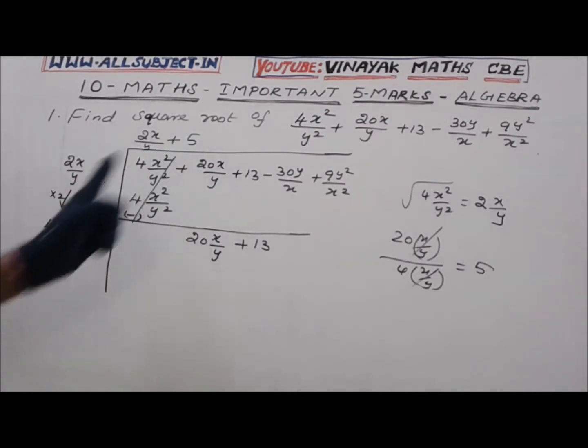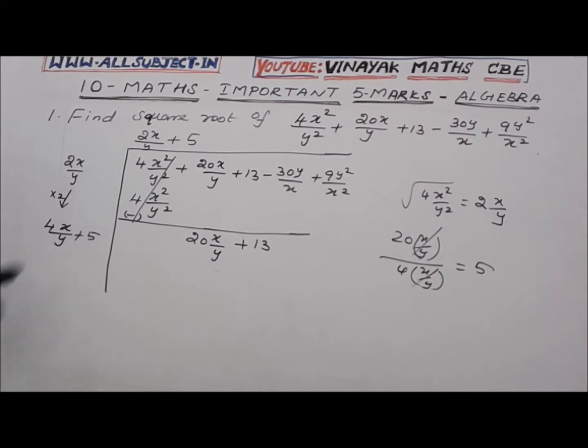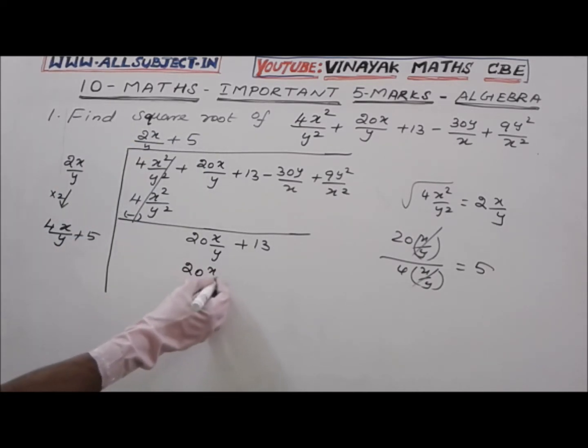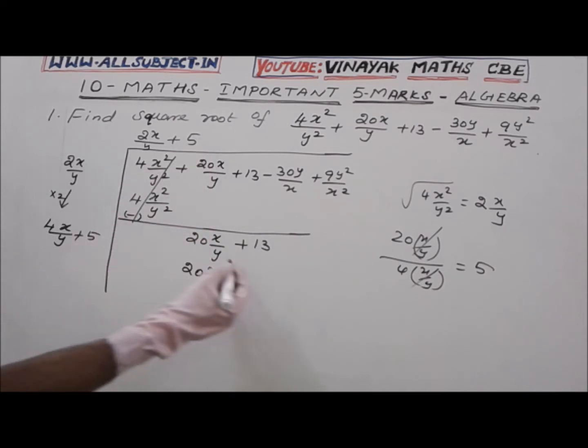Now multiply this 5 into these two terms. 5 into 4x by y equals 20x by y. Then 5 into 5, 25.